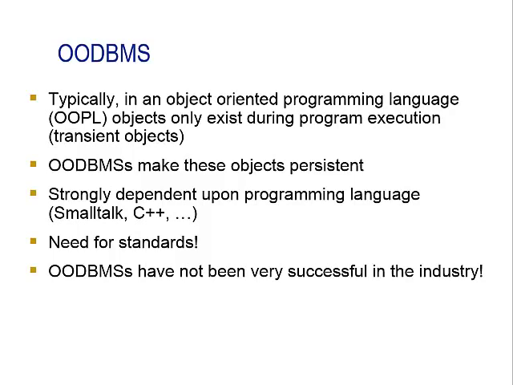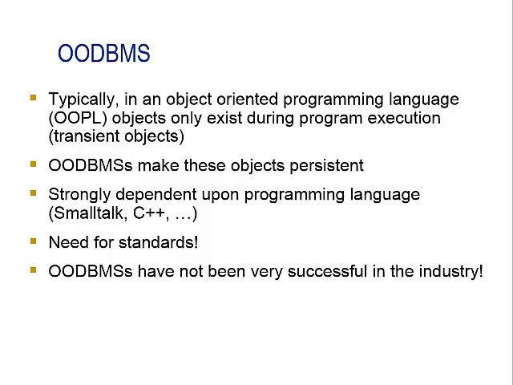Object-oriented DBMSs allow them to make objects persistent. In other words, if you look at an object-oriented programming language, OOPL, like Java, objects typically only exist during program execution. Objects which only exist during program execution are referred to as transient objects. When the program stops, these objects stop to exist. They are removed from memory and we no longer have access to them. Object-oriented DBMSs will make these objects persistent.